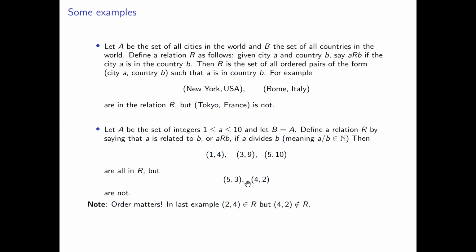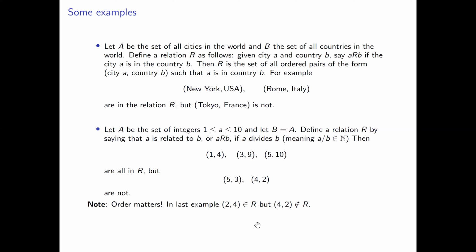And so notice that order definitely matters. Relations in general are not going to be symmetric, meaning if A is related to B, it doesn't mean that B is related to A. Because for example, if we look at the last example, 2, 4 is in the relation because 2 divides 4. 4 divided by 2 is 2, which is an integer. But if I switch the order, then 4 does not divide 2, because 2 divided by 4 is a fraction. So this is not in the relation. 4, 2 is not in the relation, even if 2, 4 is in the relation. So you have to be very, very careful.